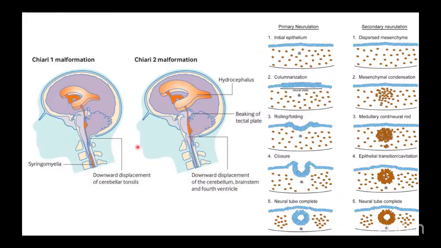So in this one, you have more displacement. It's not just the cerebellar tonsils, it's also more of the cerebellum, as well as part of the brainstem and the fourth ventricle that will herniate through the foramen magnum. So this one's a bit more severe. The hydrocephalus is a result of blockage of flow out of the fourth ventricle, because now it's being blocked over here at the foramen magnum.